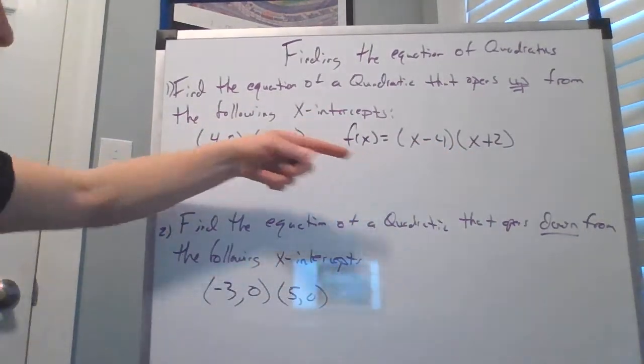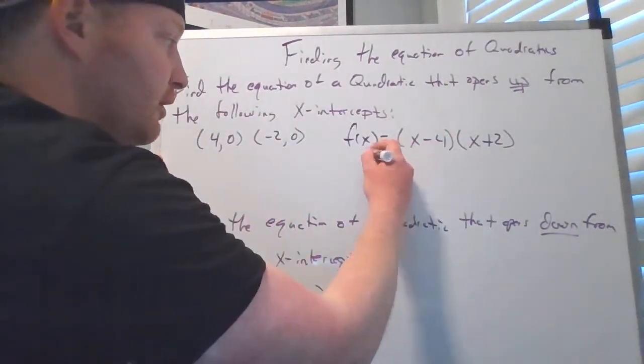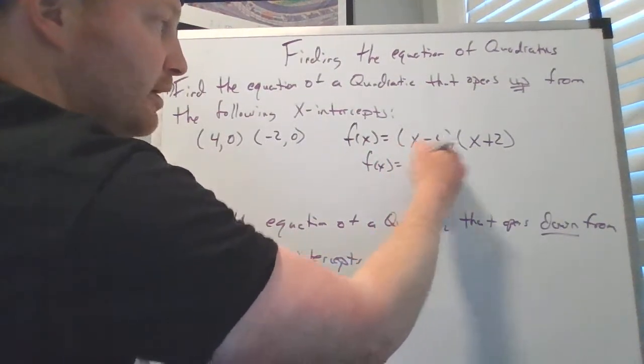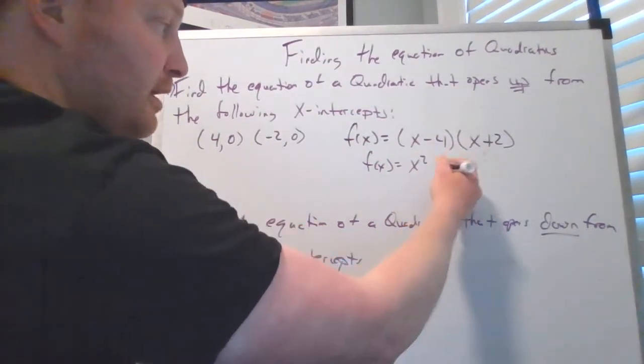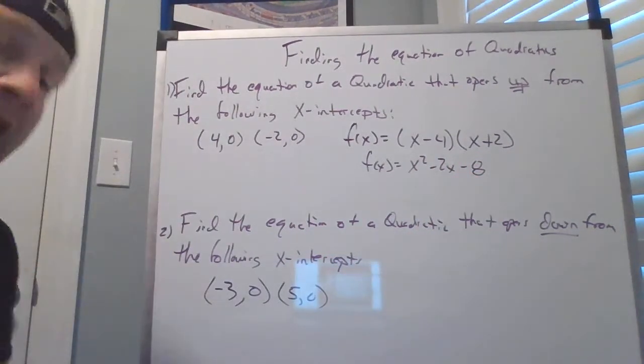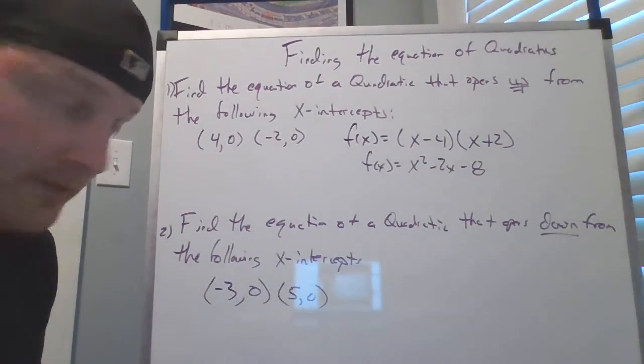So to find the actual quadratic function, we carry out FOIL, and we get f of x equals x squared plus 2x minus 4x makes minus 2x minus 8. That is how you do that one, okay?